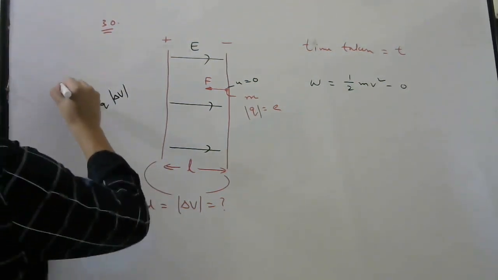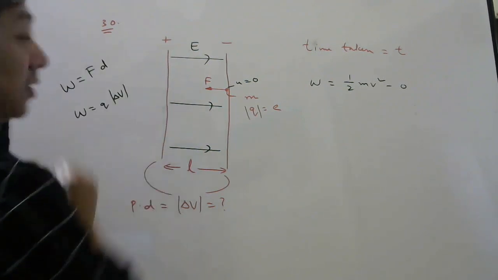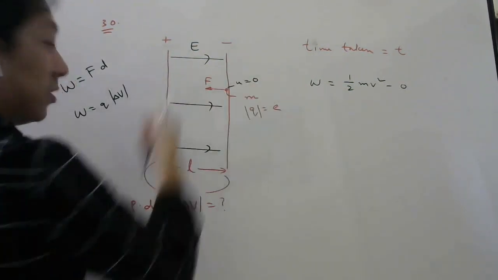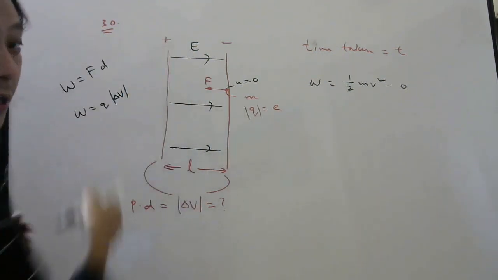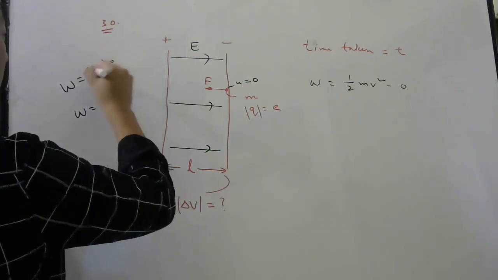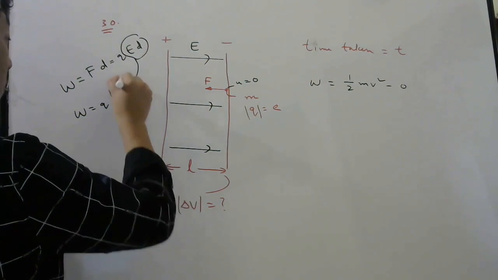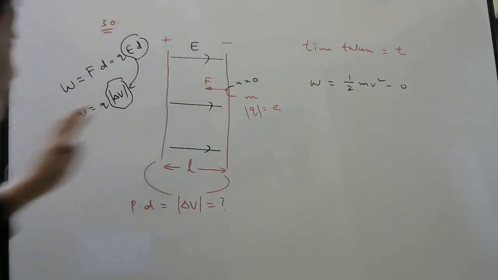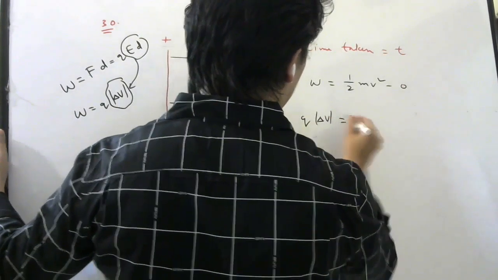If you forgot also, work done, if the force is constant, we can write force into displacement. Because force is this side, displacement is also this side. So the work done by the electric field will be positive, force into displacement. And force is Q into E. And E into D is what we call potential difference when the electric field is uniform. So we know that already. So work done is Q into potential difference, which we want to calculate.